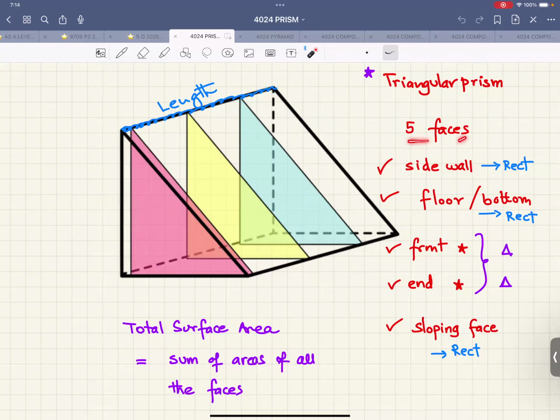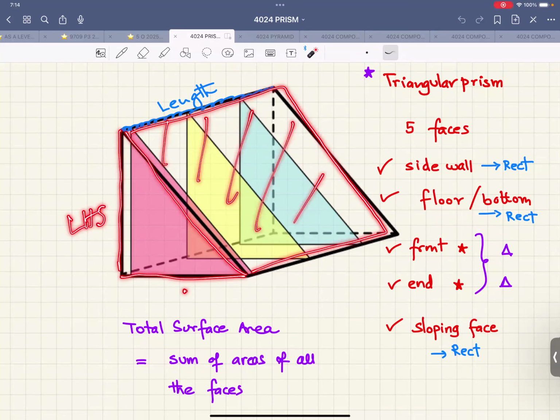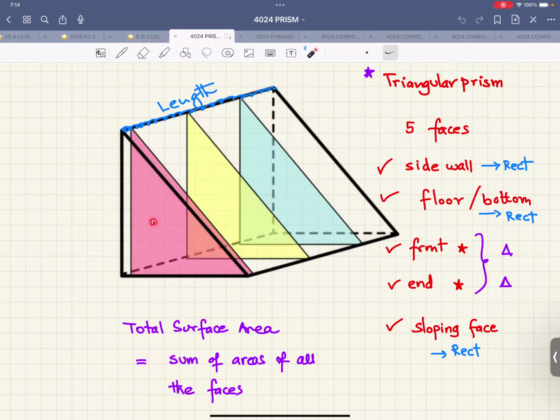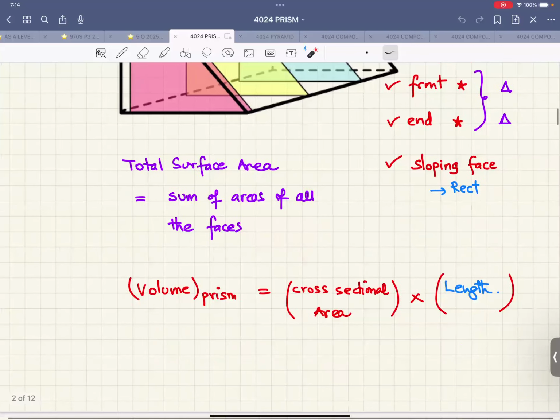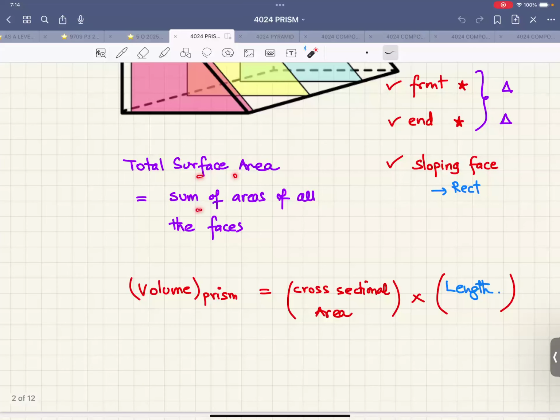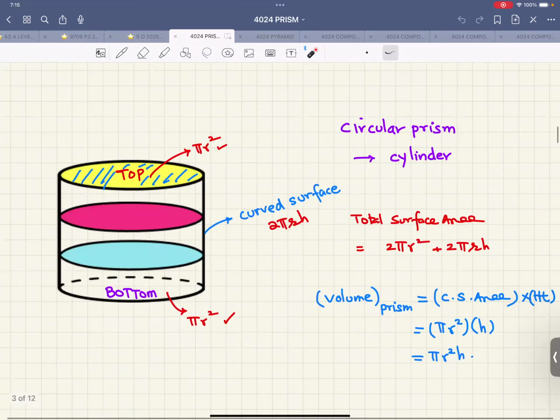In this one, there are 5 faces. There is a side wall, so on the left-hand side there is a wall. There is a floor. There is a slant surface, which is basically a rectangle. These are 3 surfaces. Then there is a front, and then there is a back. The total surface area is the sum of the areas of all the faces. What about the volume? That should be the cross-sectional area multiplied by length.